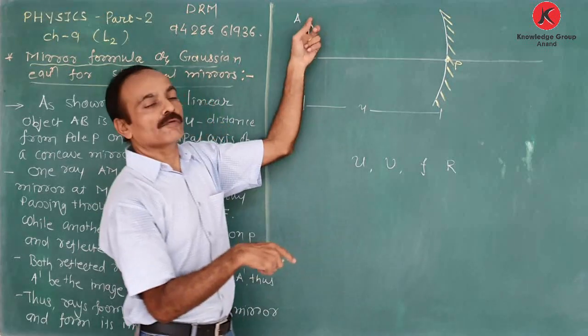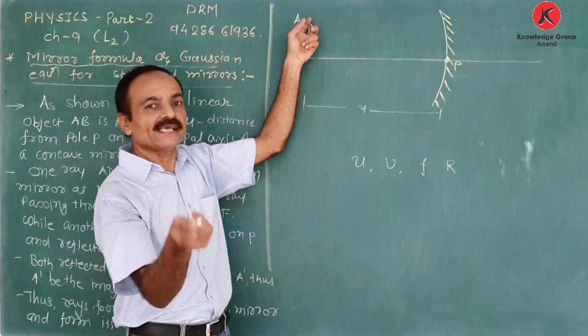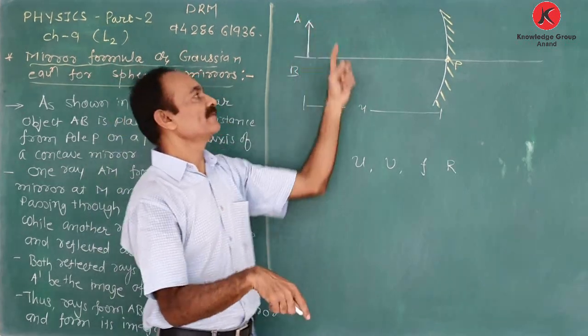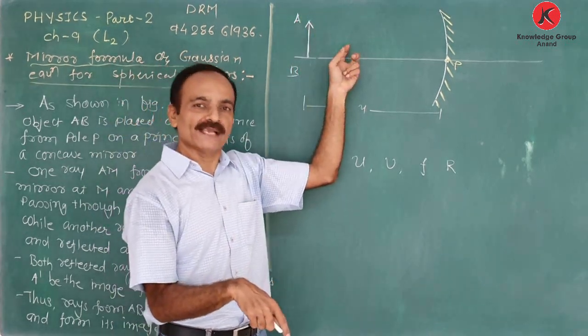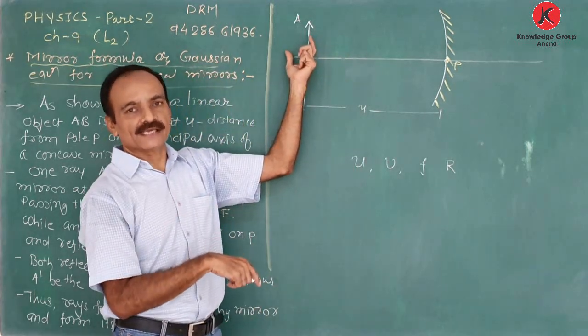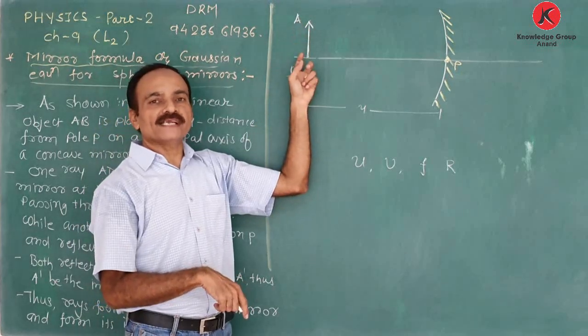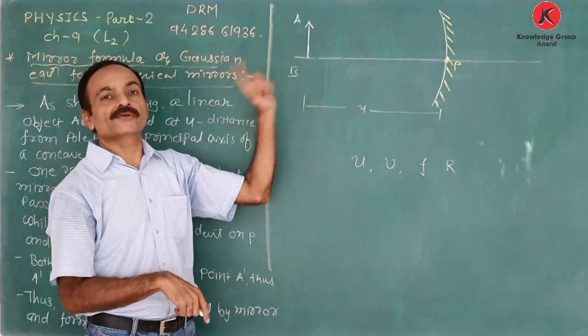Therefore, we have to obtain only the image of point A, and from whatever image we obtain of point A, we draw a perpendicular on the principal axis, and that is the image of object AB. Okay. Now, to obtain the image of object AB, we require at least two rays.